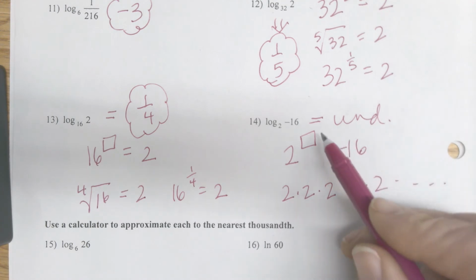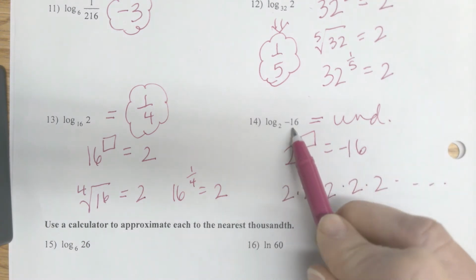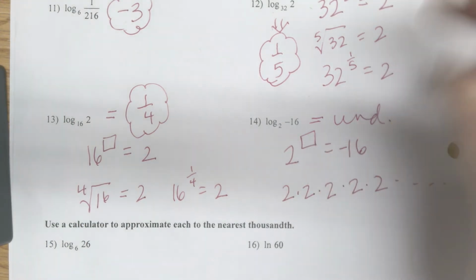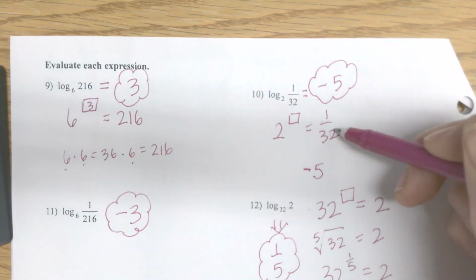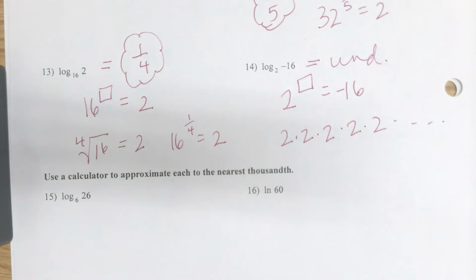There's no answer because there's no way to take a positive base and make it negative, no matter what power I put on it. If I put a negative power on it, keep in mind, the negative power makes it a fraction. It doesn't make the value negative. So I have an undefined situation there.